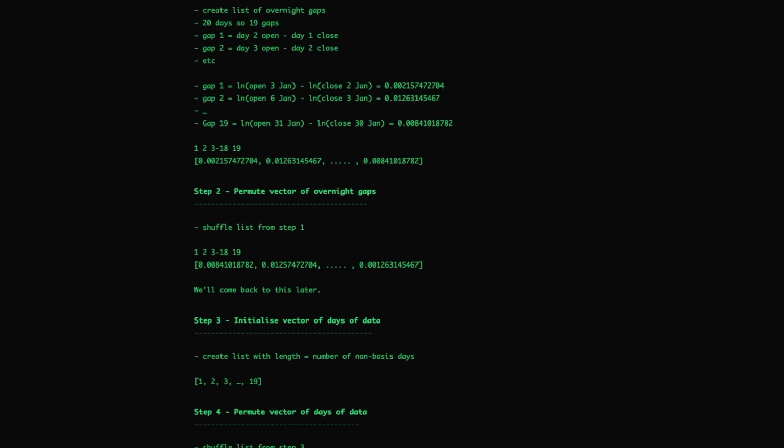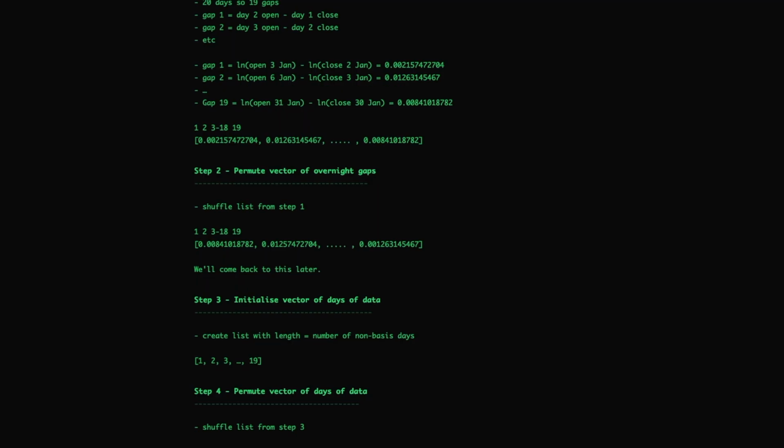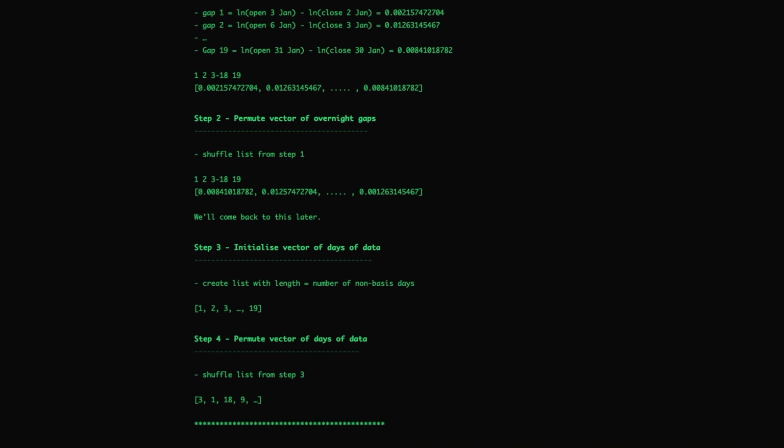In step 3, we initialize the vector of days of data. Just create a list of indices for the non-basis days. If the basis day is day 0, then the other days are 1 through 19 in calendar order. Each number just means this calendar day. Step 4. Permute the vector of days of data. Just like we did for the overnight gaps, we need to permute the vector of days of data. This may give us something like this. That means first append day 3, then day 1, then day 18, and so on. What we have now is a vector of permuted overnight gaps and a vector of permuted days of data.